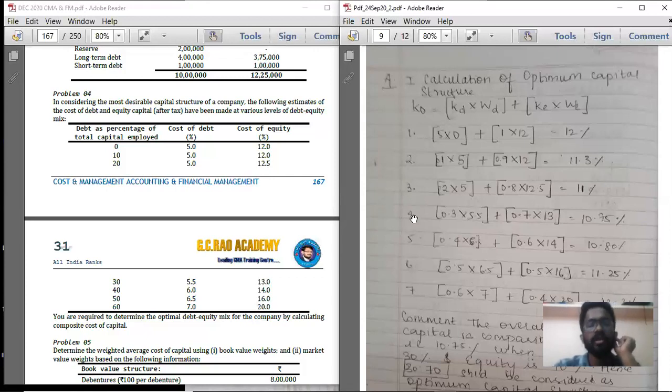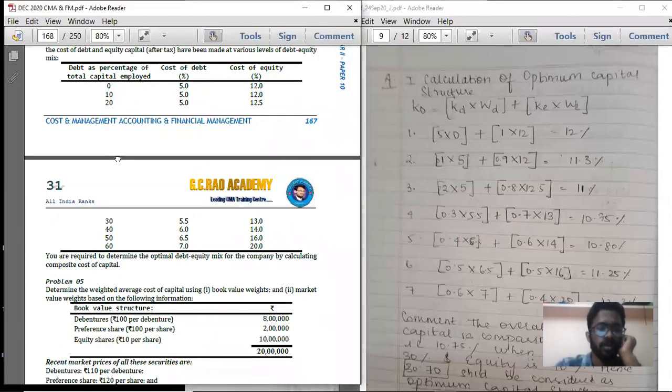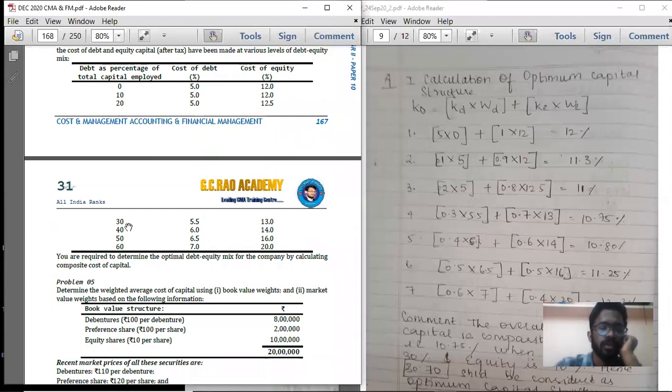Now below that, record point number 4. 30 is to 70 mix. So the weight of debt is 0.3, the weight of equity is 0.7. So point number 4: within bracket 0.3 into 5.5 plus within bracket 0.7 into how much is the cost of equity? 13. So 0.7 into 13, close the bracket. So that is the mix of debt and equity under situation 4.